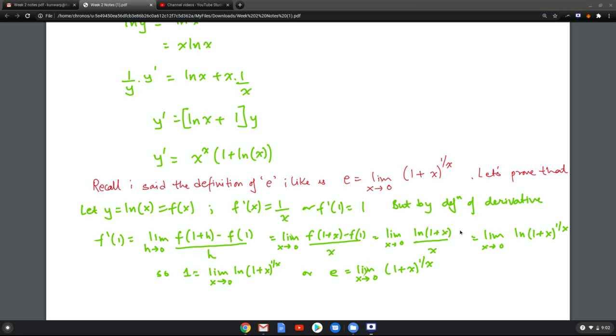But I know this derivative is 1, which means that the limit as x goes to 0 of log of (1 plus x) to the 1 over x is 1. Or the limit of (1 plus x) to the 1 over x is e, because to get rid of this log, I just have to raise both sides to the power of e. Right, so it's a neat little way of showing that this limit equals e.